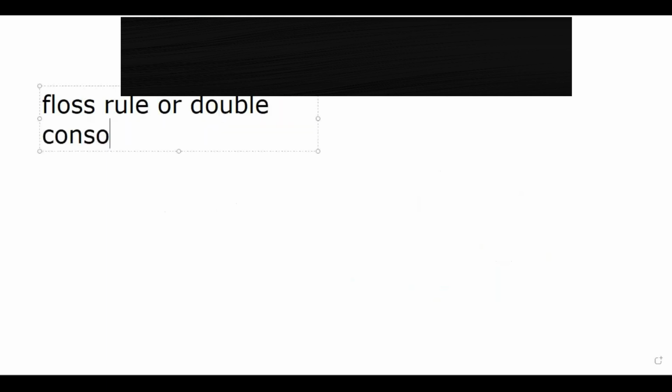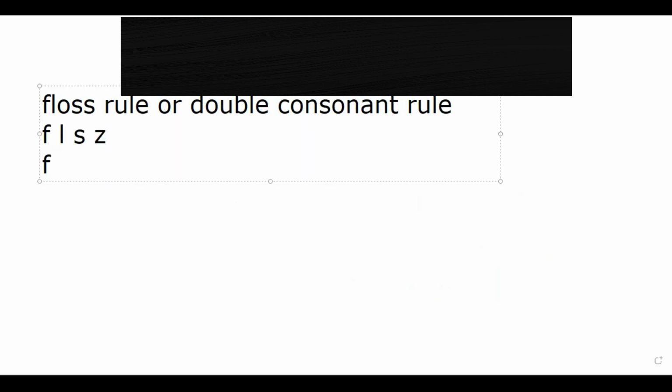Okay then. So first, we'll see about the floss rule, or we call it the double consonant rule. An F, L, S, or Z sound is at last. Any one of these sounds is at last. Just check the sound before it. If the before sound is a vowel, and the vowel is making the short sound, followed by this consonant, then we can double. Okay, I'll be writing it as a concept.